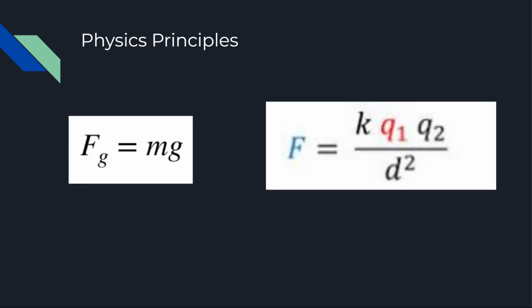The physics principles we are mainly going to use are the force of gravity, which is equal to mg, and the electric force. We know the force of gravity on the tape has to equal the electric force holding the tape up in the experiment. So all we have to know is the force of gravity, using the equation on the left, and then the force of the electric field on the right.